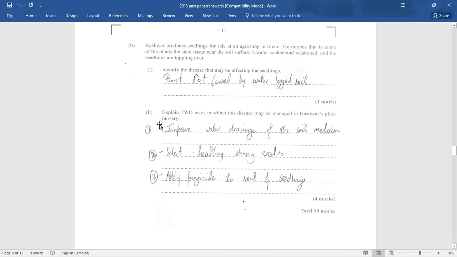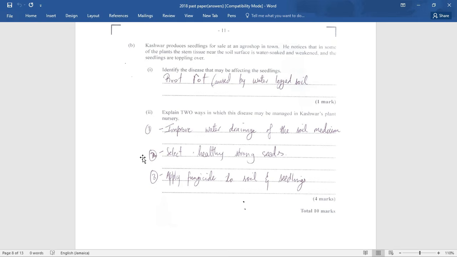1 is to improve water drainage of the soil medium. Alright, so he has to ensure that the medium, the soil that he uses for the seedlings, is draining properly. And 2, select healthy, strong seedlings. And 3, apply fungicide to the soil and seedlings.